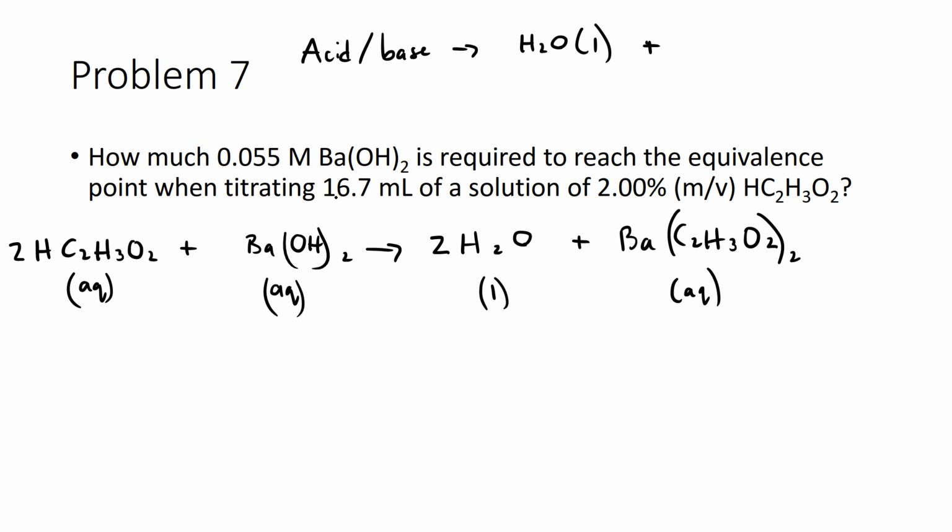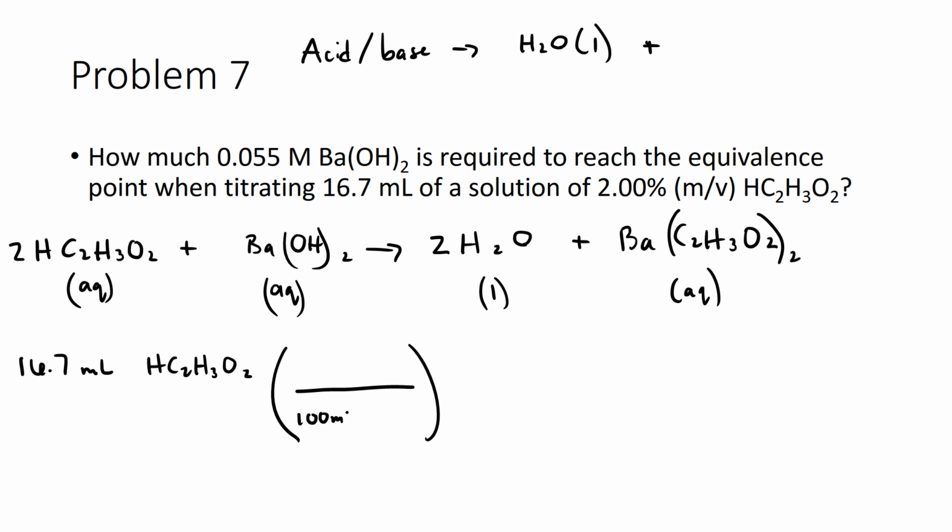Now we're starting with 16.7 milliliters of an acetic acid solution. So I'm going to say 16.7 milliliters of HC2H3O2. And it is a 2% mass per volume solution. So if we have 100 milliliters of this solution, 2% of it is going to mean that we have 2 grams of HC2H3O2.